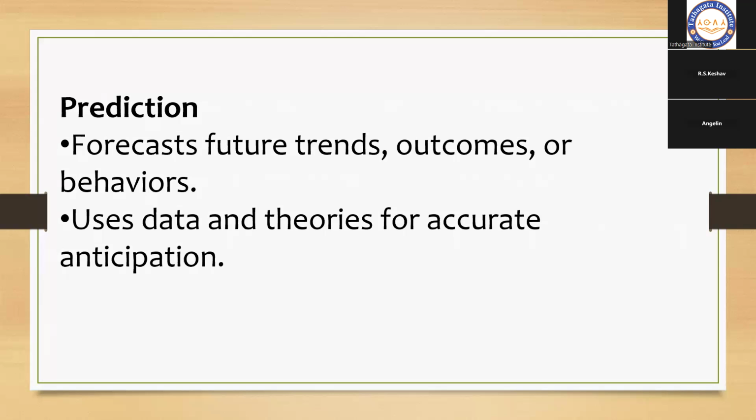The fourth one would be prediction. When someone does a research, he or she will also try to predict the outcome of the research and the future trend of the research or the behavior of a research. So to predict, we use data and theories for accurate anticipation. So these are the first 4 points.